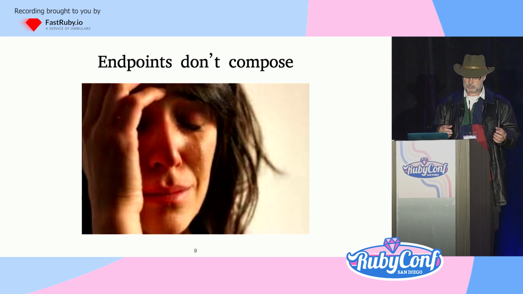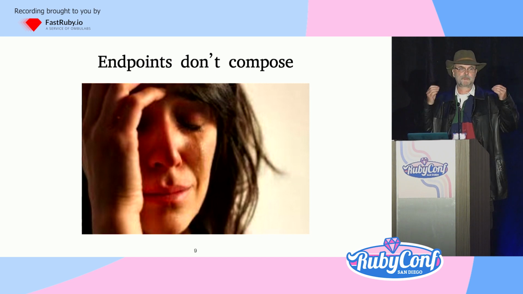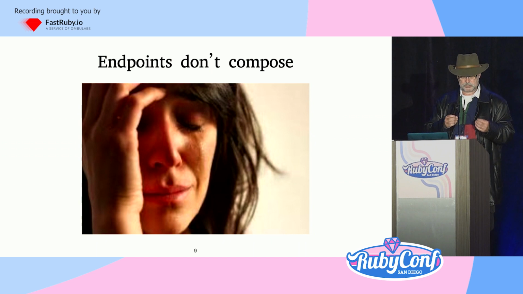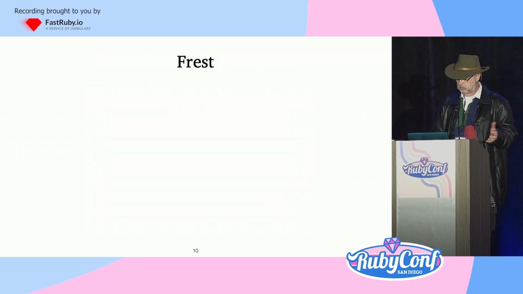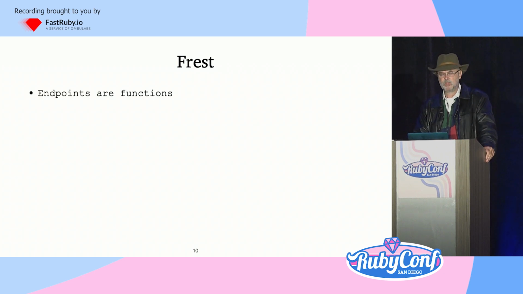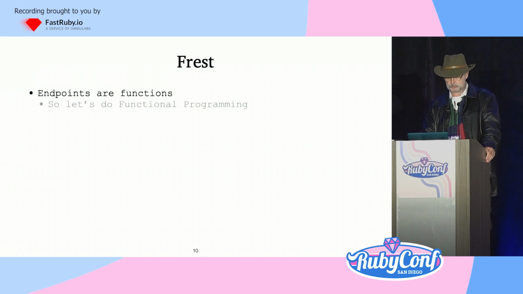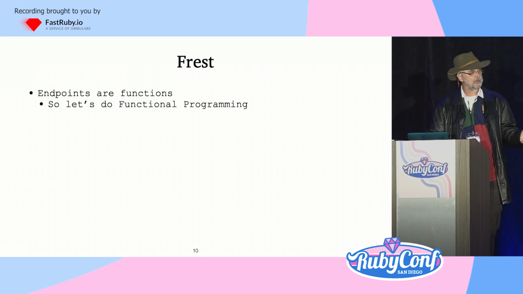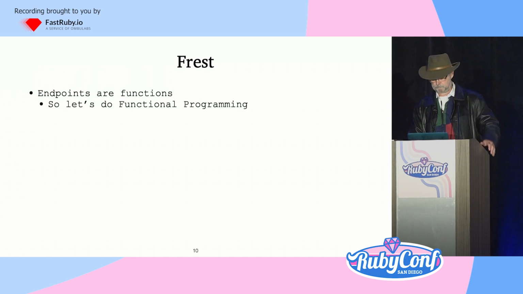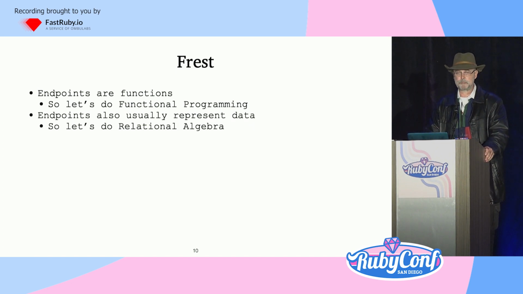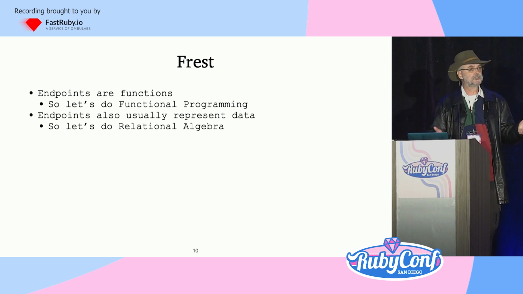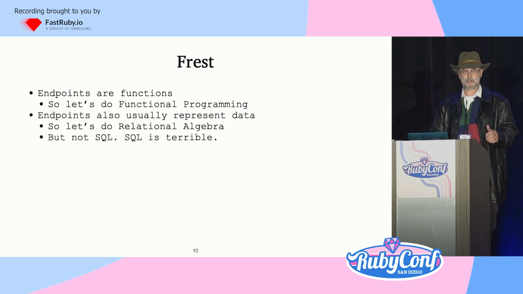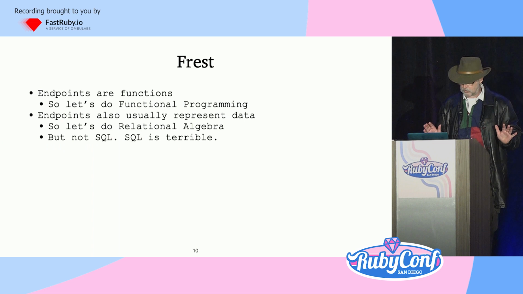And the benefits are probably even greater for building something like a service-oriented architecture than for using Google's services. So I call this project FREST. A few ideas that it's based on. Endpoints are functions, so let's do functional programming in our API. Endpoints also represent data. They usually represent tables or rows. So let's have the relational algebra, but not SQL, because SQL is terrible.